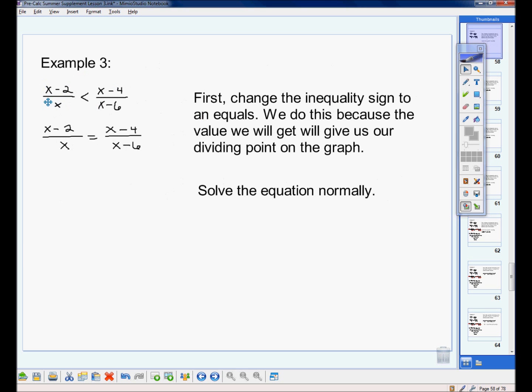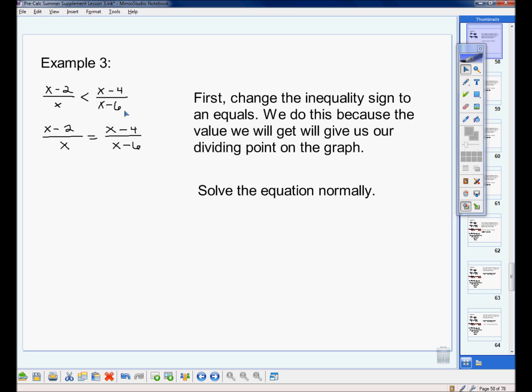Here's an example of an inequality. x minus 2 over x is less than x minus 4 over x minus 6. So the first thing that you want to do is just change it to an equals. We're going to do that because we need to find the dividing point on the graph.